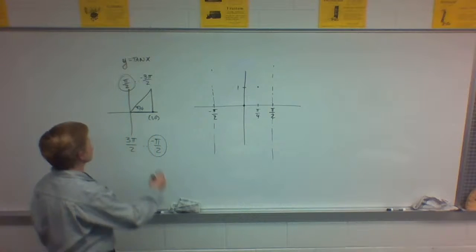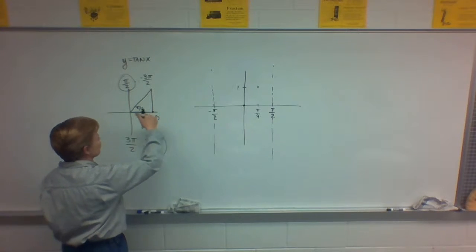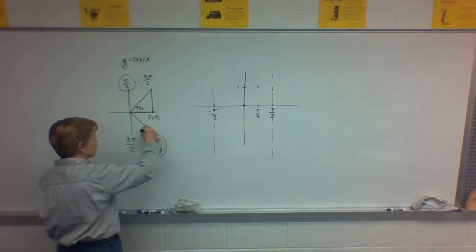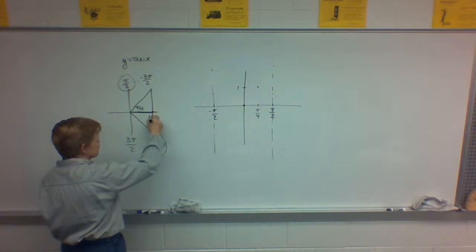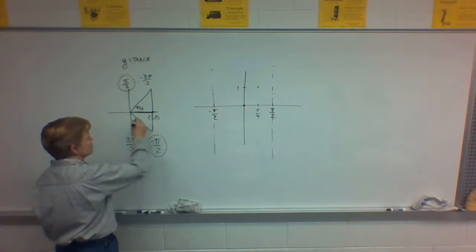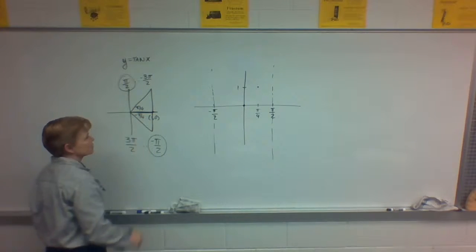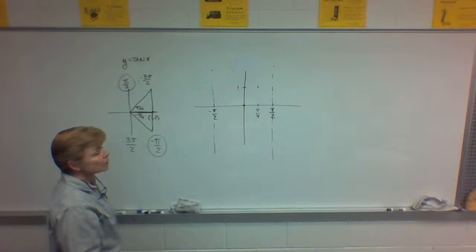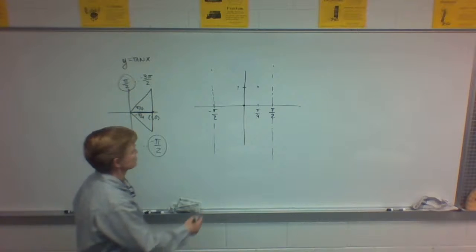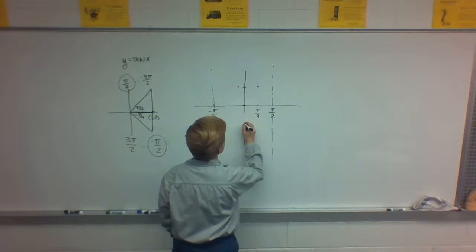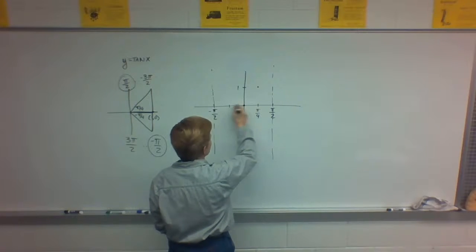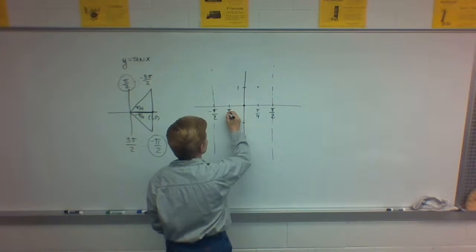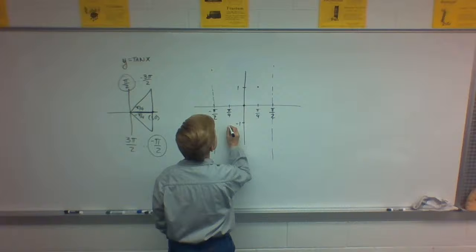Okay. If I come back and head this direction and try to figure out what's going on, what would be the tangent of this angle, negative pi fourths? This is positive. This is negative. What's the tangent of negative pi fourths? Negative 1. Right here, halfway in between, at negative pi fourths, I get a negative 1.